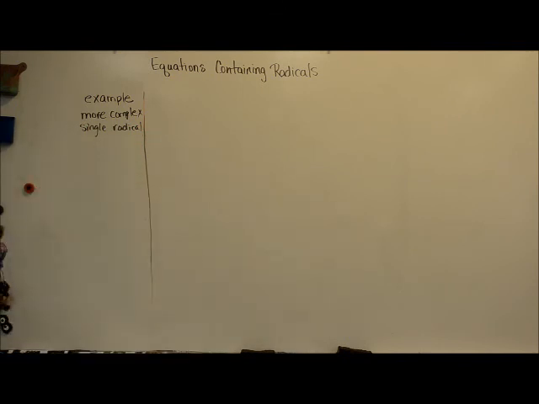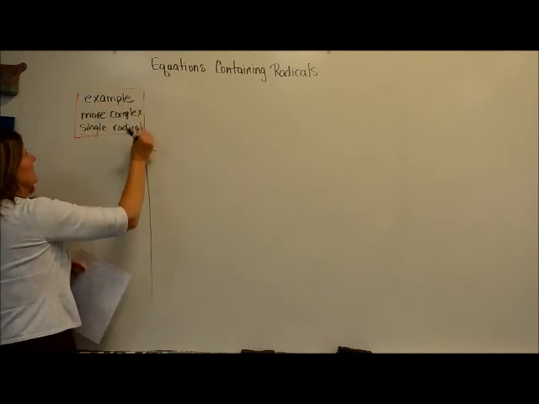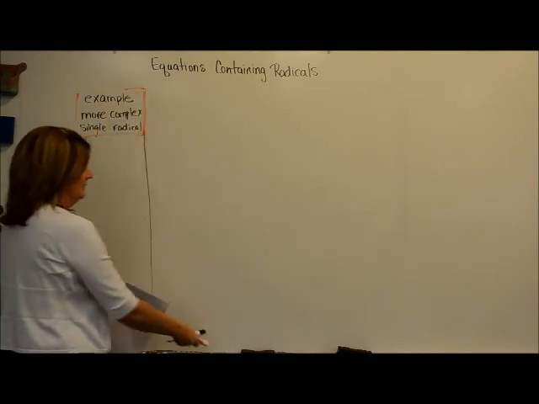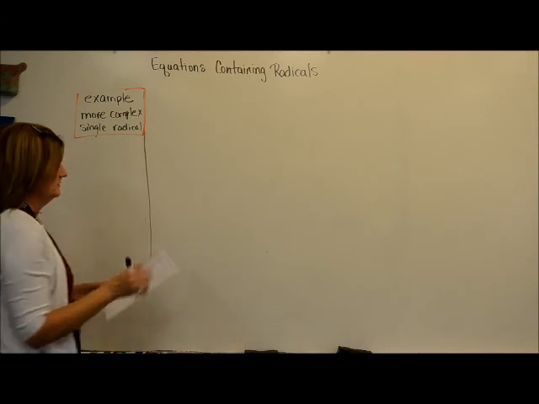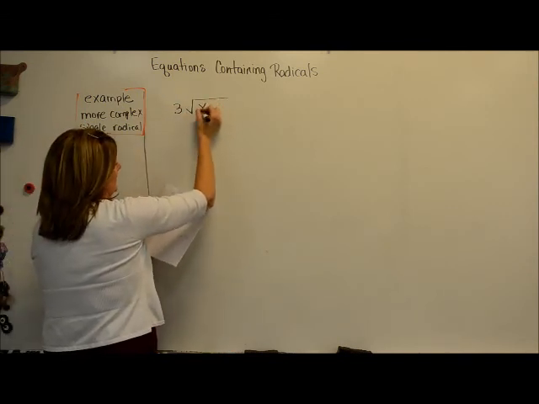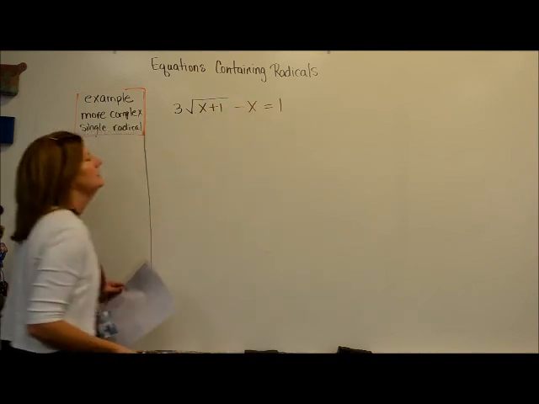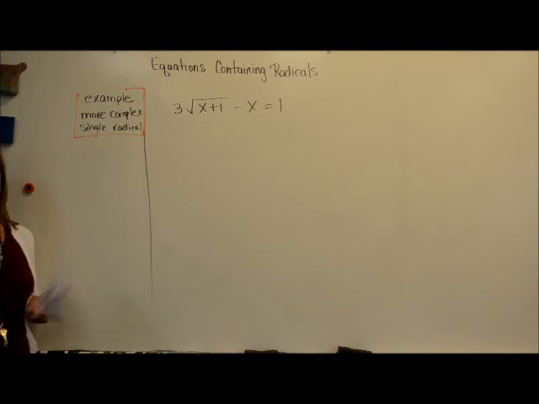So what does that mean? If I'm telling you single radical, well, there must be some that aren't single radicals. Oh yeah, there are. Those are the ones that get pretty hard. Okay, but let's concentrate on this one. So what I have is 3 square root of x plus 1 minus x equals 1. Let's go ahead and get that written down.